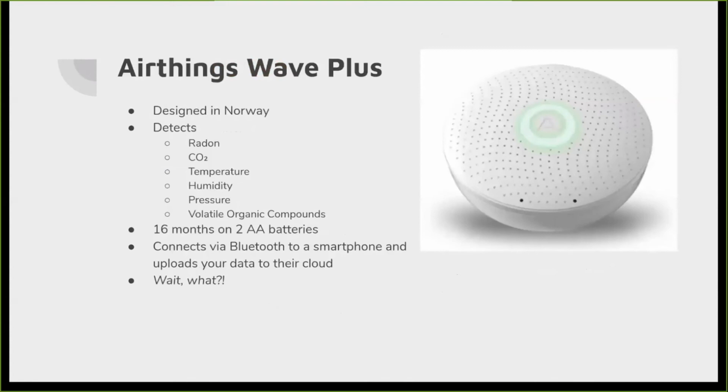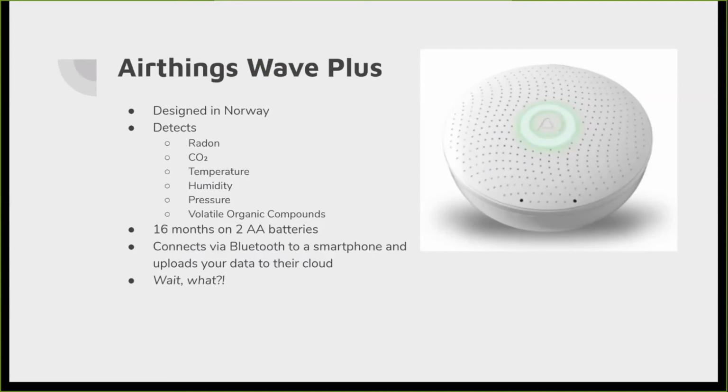I wanted to find a good sensor, so I did some searching online. I found something that looked great. It's about the size of a smoke detector, designed in Norway, and has sensors for radon, carbon dioxide, temperature, humidity, pressure, and volatile organic compounds. It runs over a year on just 2 AAs, and it's really easy to set up. You just connect it to your smartphone over Bluetooth, and it'll automatically download that data and upload it to the cloud. I didn't want that though.